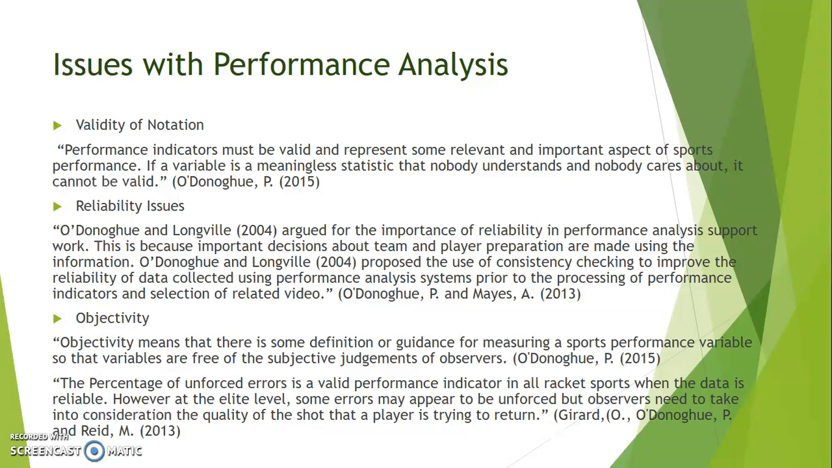Finally, the issues with performance analysis. There are a variety of issues with performance analysis. One of them is the validity of notation, as what you're analysing must be necessary to benefit the performer. O'Donoghue states that performance indicators must be valid and represent some relevant and important aspects of sports performance. If a variable is a meaningless statistic that nobody understands and nobody cares about, it cannot be valid.